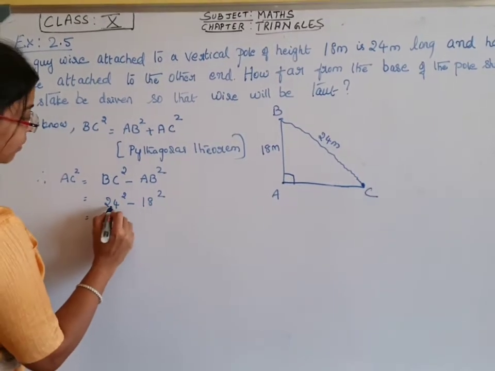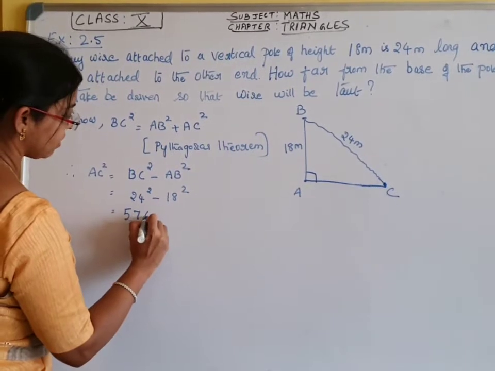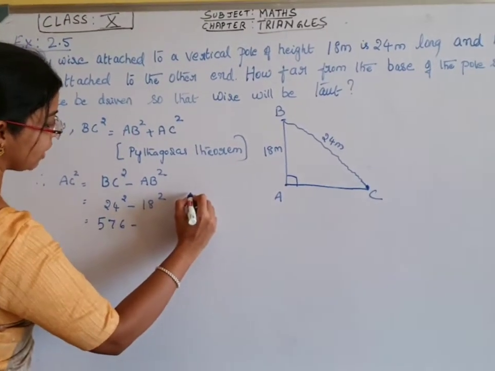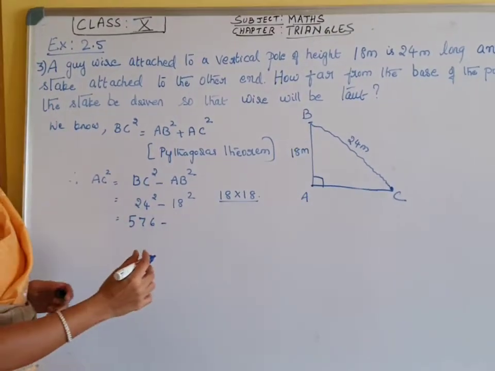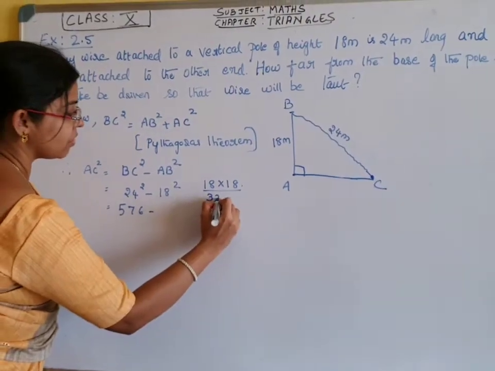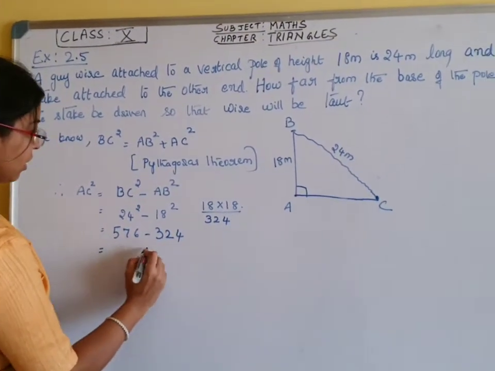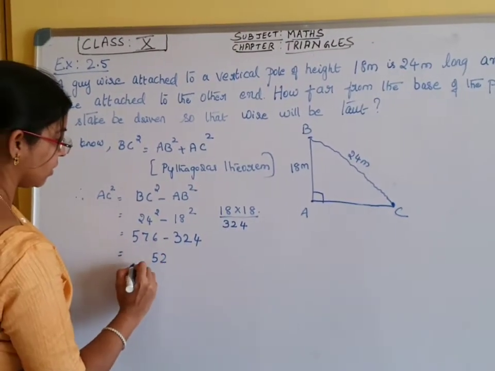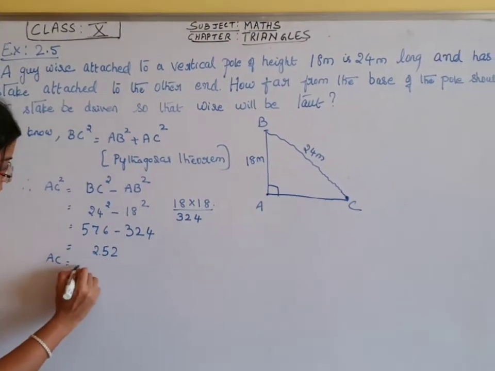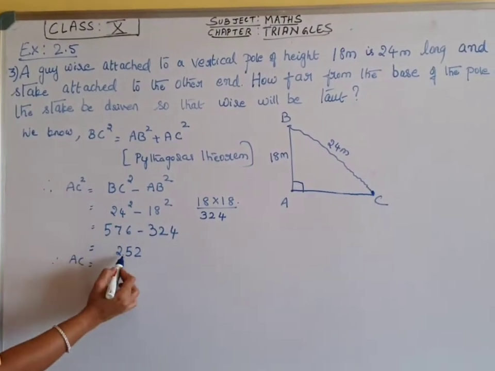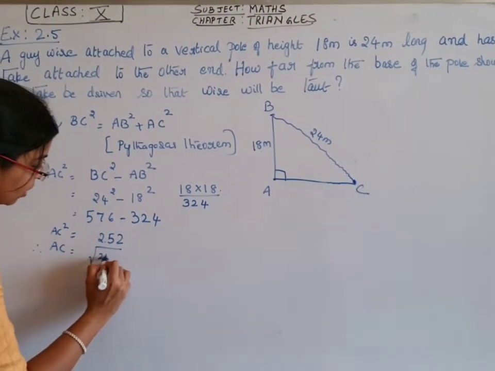24 square is 576, minus 18 into 18, which is 324. Therefore AC square is 252. AC is equal to the square root of 252.